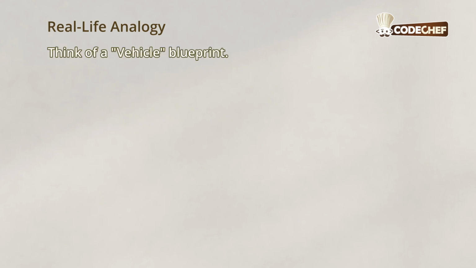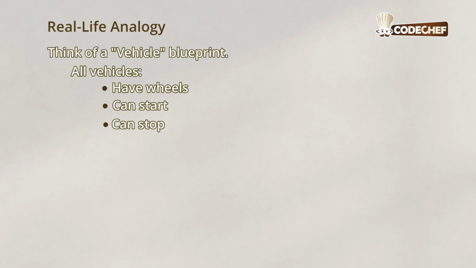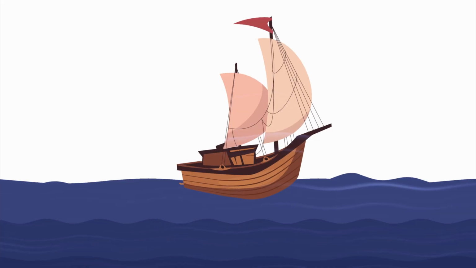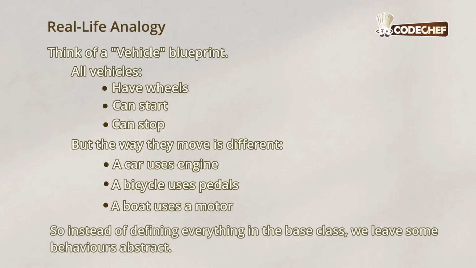A real-life analogy would be a vehicle blueprint. All vehicles have wheels, can start, and can stop, but the way they move is different. A car uses an engine, a bicycle uses pedals, a boat uses a motor. So instead of defining everything in the base class, we leave some behaviors abstract.